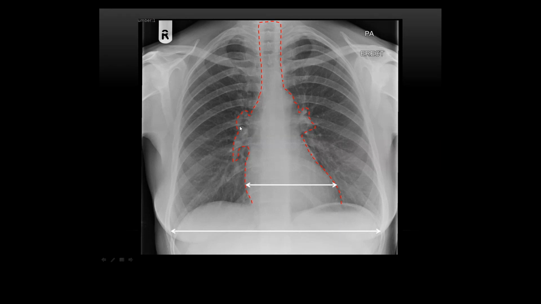So if you see that this left hilum or the right hilum is pulled up, you've got to be considering, is there a left upper lobe collapse? And we'll touch upon what sort of features to be looking for collapses later on.